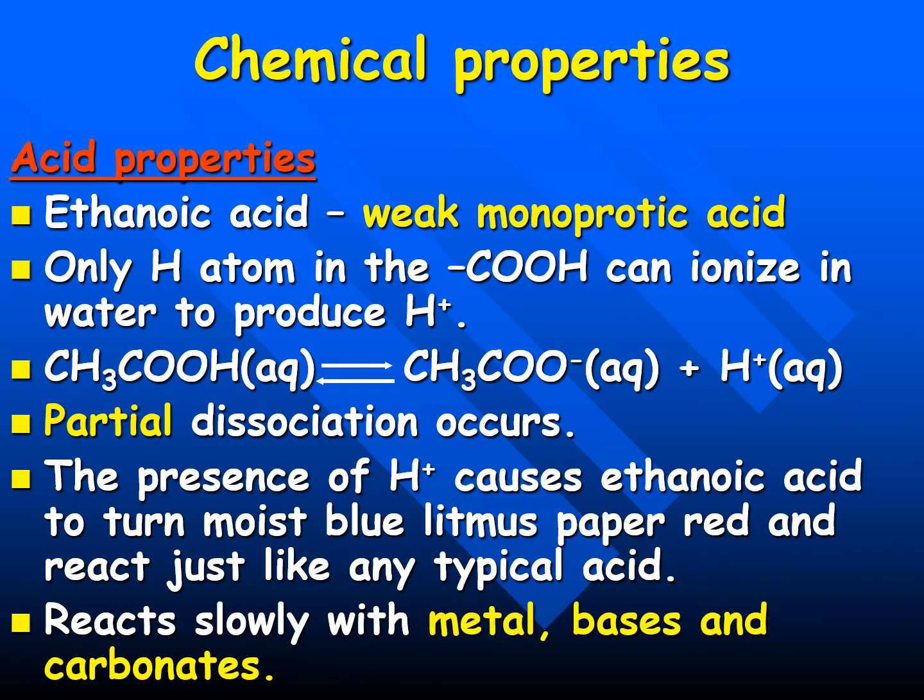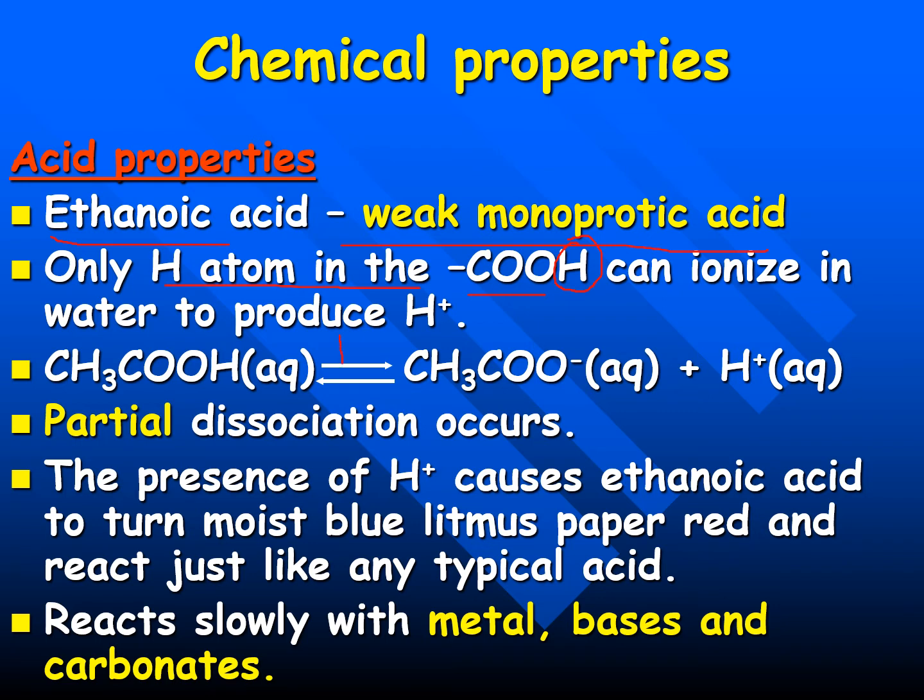Okay, now we go to chemical properties, the acid properties. I don't want you to get a headache. Carboxylic acid is still an acid, so its properties are the same as the acids we learned in Form 4. It is a weak monoprotic acid. Remember, an example of a weak acid is ethanoic acid. Only the hydrogen atom in the COOH can ionize in water to produce H plus ion. This H. Only this will ionize.